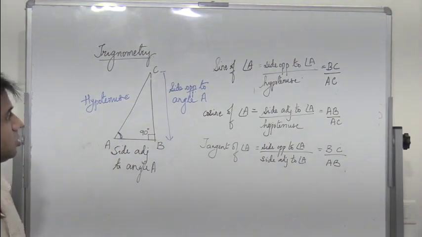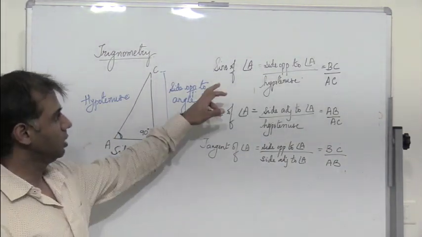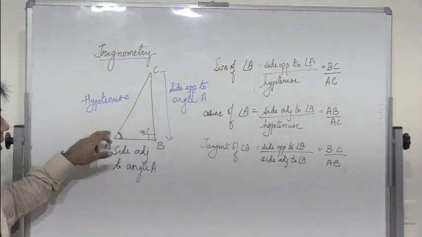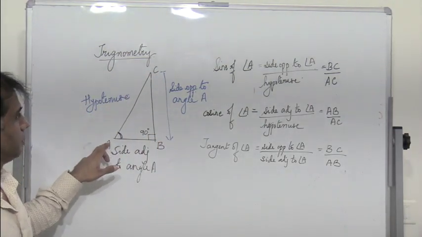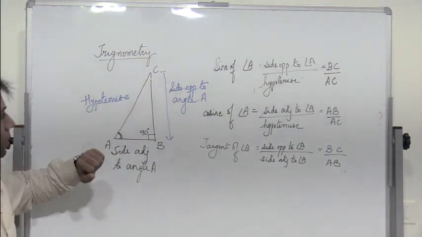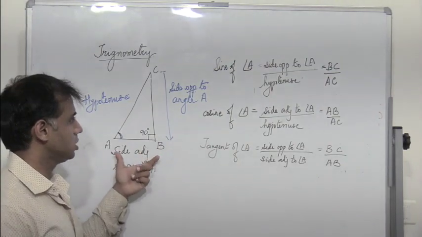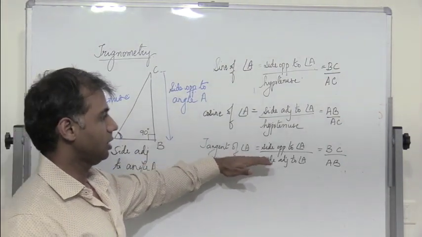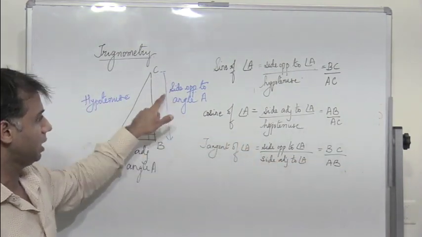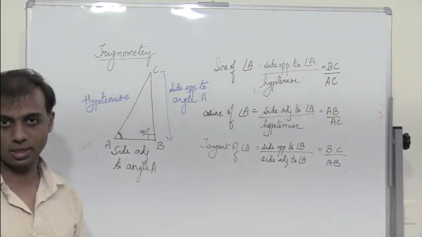Okay, so these three relations are very important. Let me repeat, with respect to angle A, sine of angle A is the opposite side BC by the hypotenuse AC. The cosine of angle A is the side adjacent to angle A, which is AB by the hypotenuse AC, and the tangent of angle A is the side opposite to angle A, which is BC, divided by the side adjacent to angle A, which is AB.